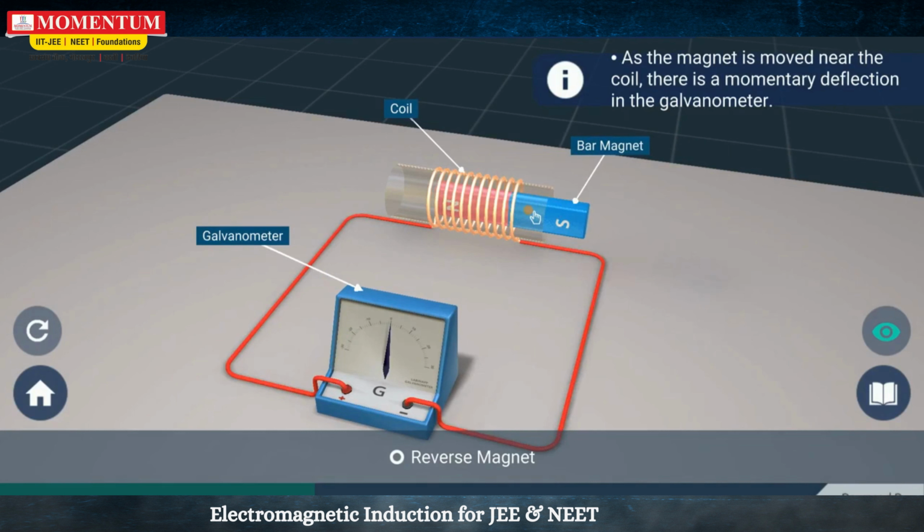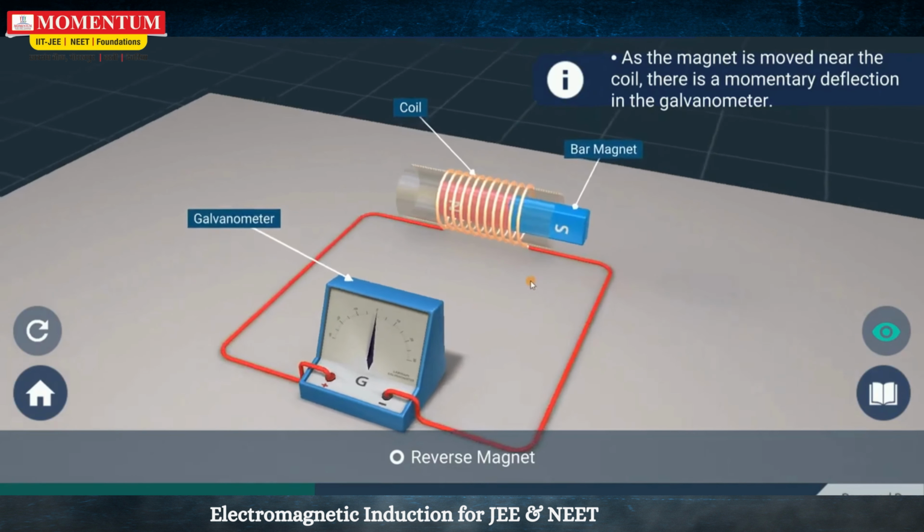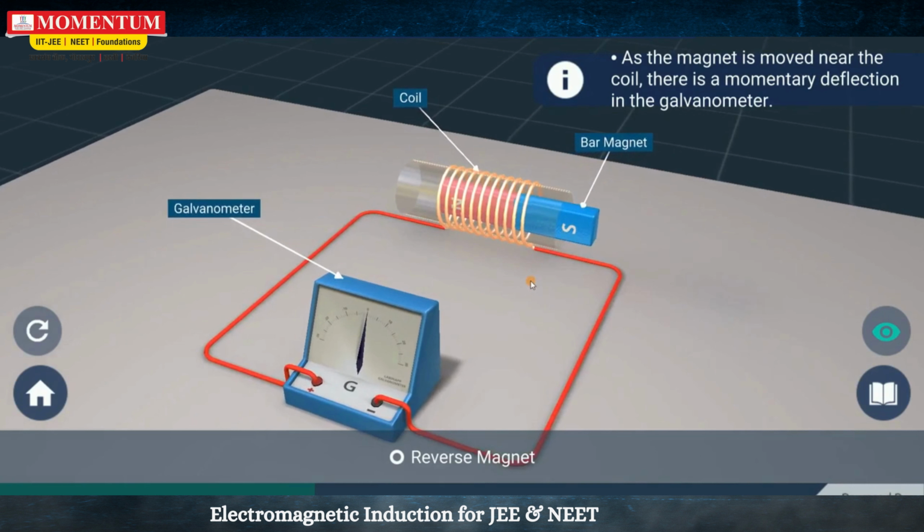The deflection of the galvanometer indicates that there is some current flowing through the coil. The galvanometer deflects only when the magnet is in motion near the coil.